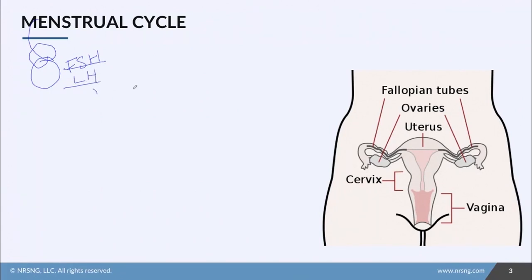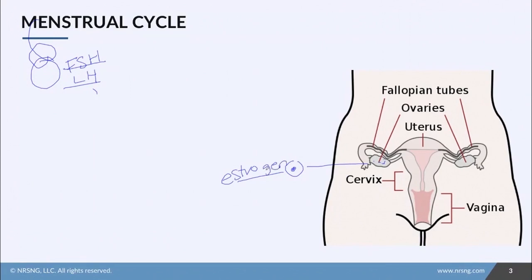These are going to stimulate follicles in the ovaries. So over here, our ovaries, we have follicles. It's going to stimulate these follicles to mature. So what does that mean? It means they're going to grow. They're going to get bigger. So we have our follicle growing bigger. Each follicle is going to contain one ovum or egg inside of it. As the follicles grow, they are going to secrete estrogen.